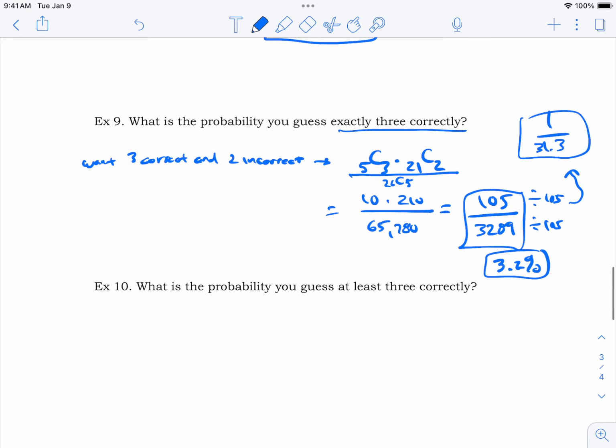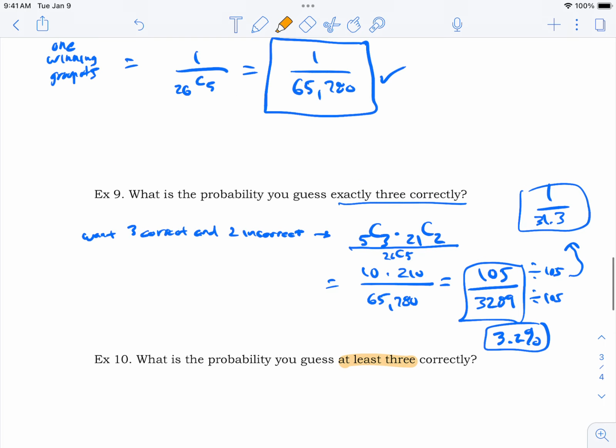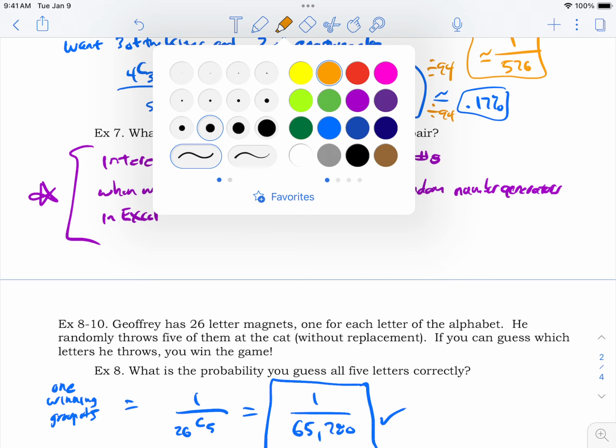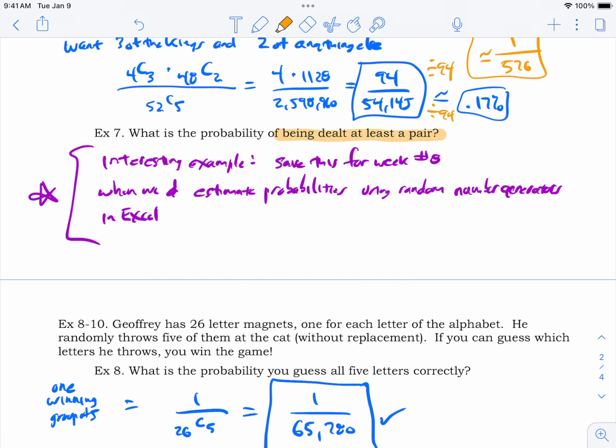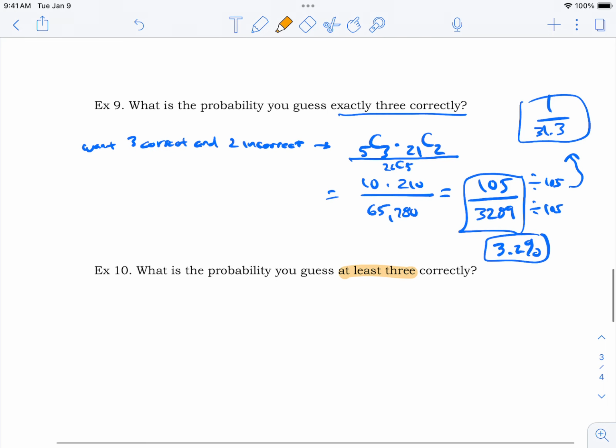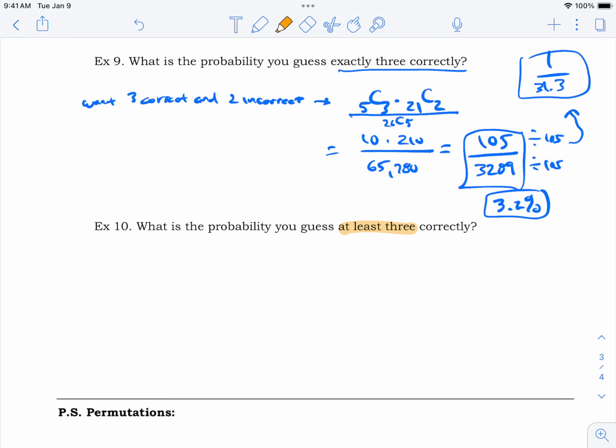What's the probability you guess... okay, let's go back to this question. At least 3 correctly. Now, like I say, at least a pair, that one, I kind of gave up on, but this one we can do. So this is good. Here's an example where we can do it. The same question, at least 3 correctly.